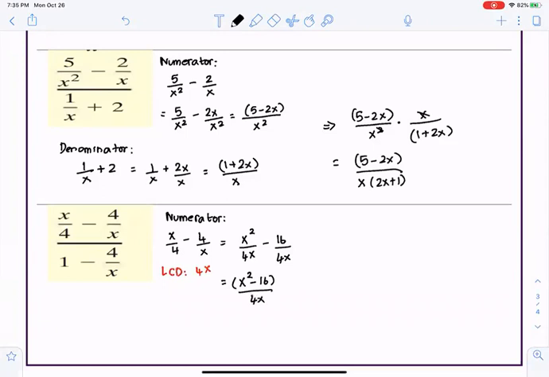And of course, there might be ways to simplify, but I'm just going to save the best for the last. So I'm going to wait until I get to the answer, and then I would simplify.